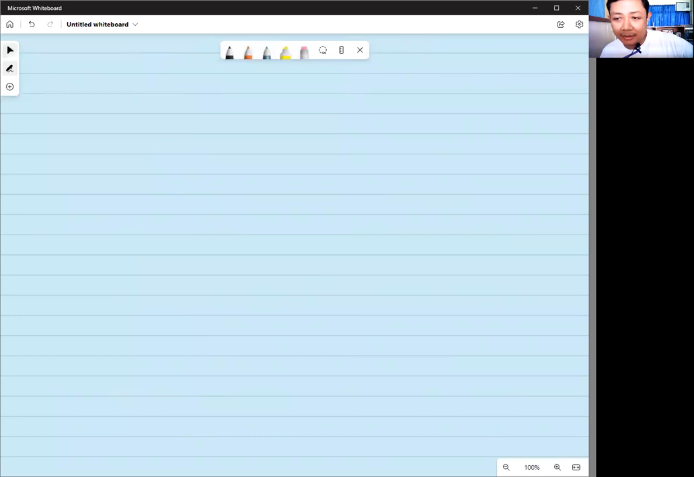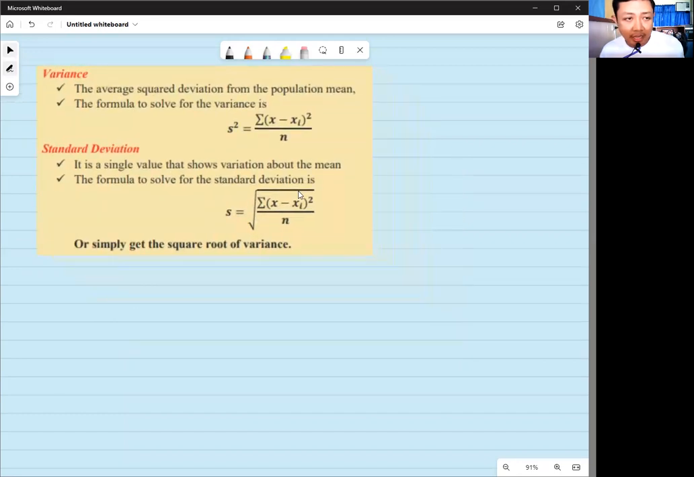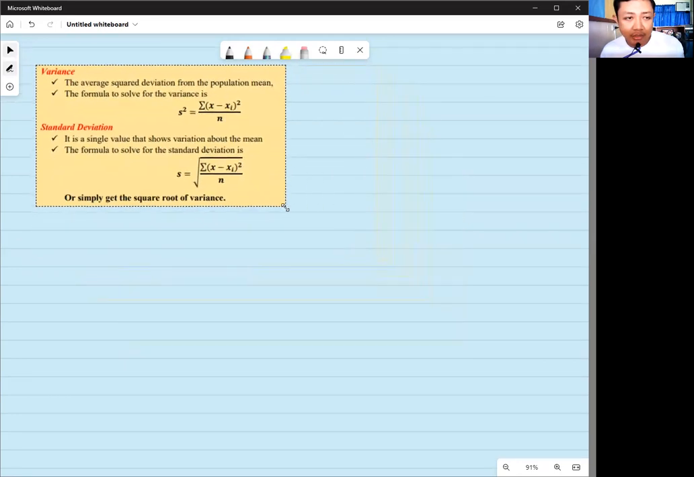Okay, and now let's move on with the how-to of solving our variance and the standard deviation. Actually, there are two concepts that we need to familiarize ourselves with when we learn the variance and the standard deviation.